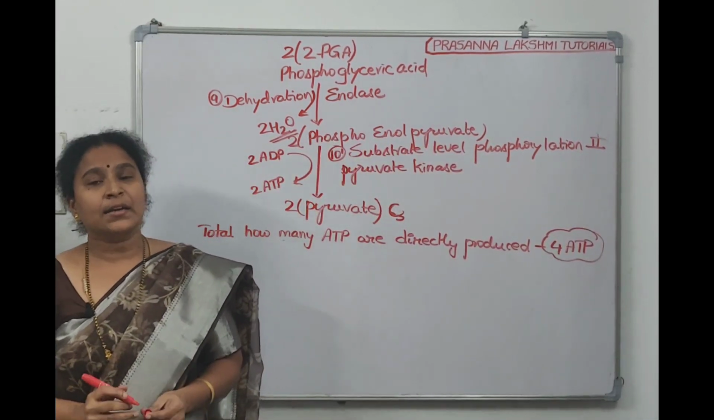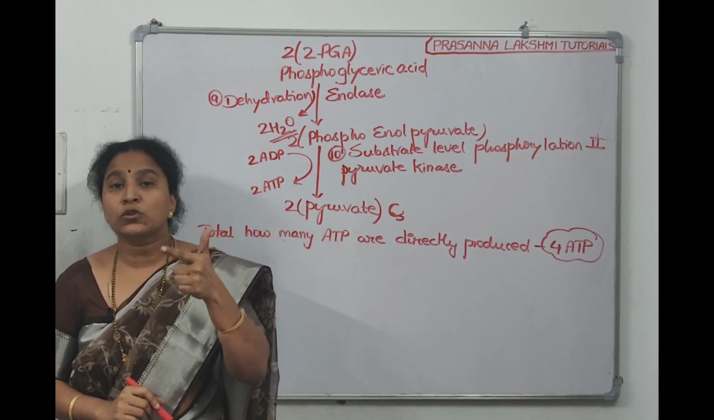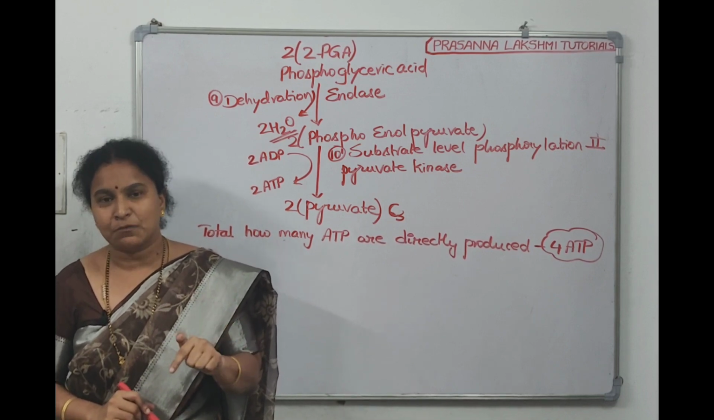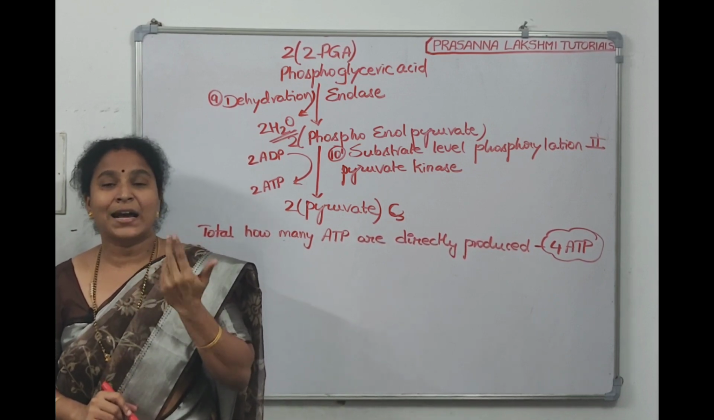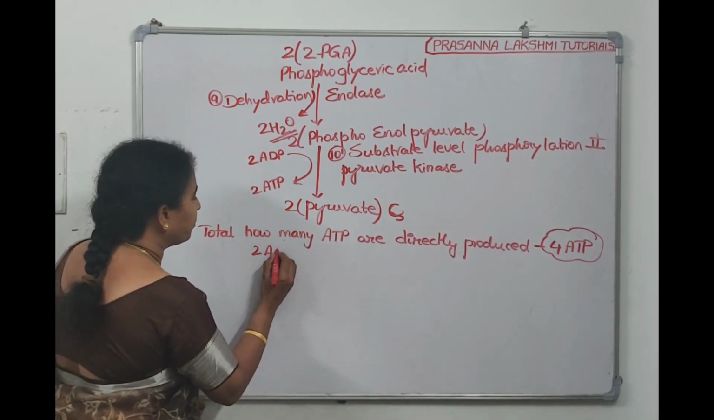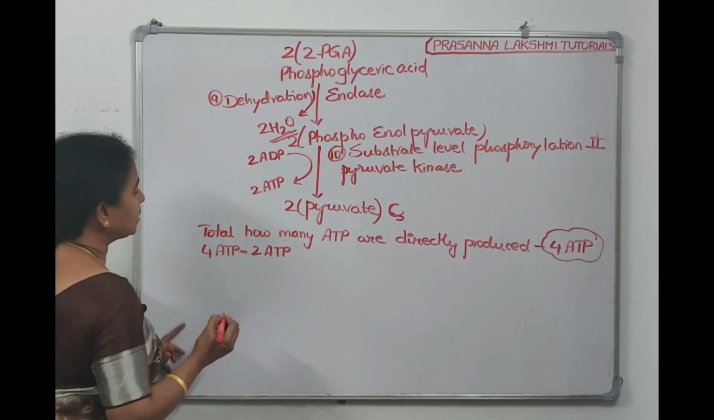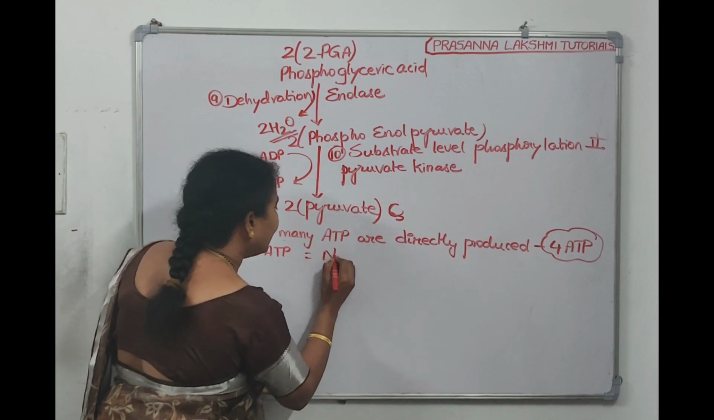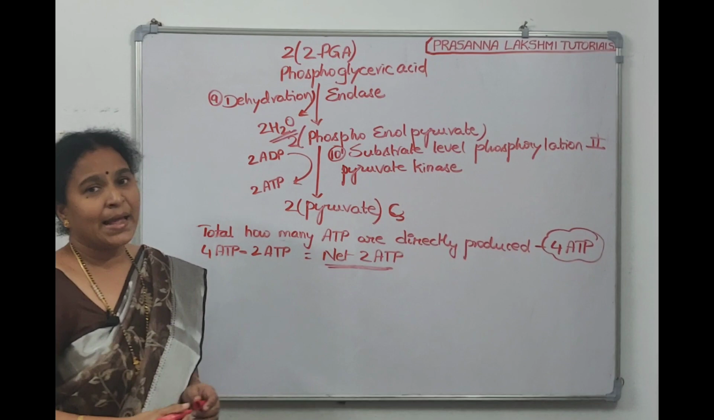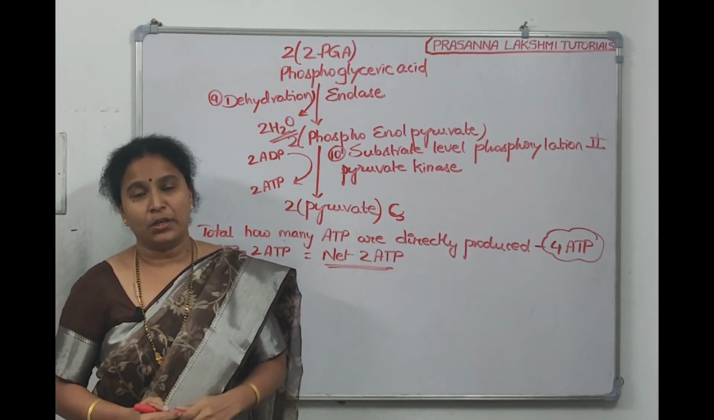But if you recollect, in the first reaction we used 1 ATP, and in the third reaction also we used 1 ATP: glucose to glucose 6-phosphate, and fructose 6-phosphate to fructose 1,6-bisphosphate. Since 2 ATP molecules are used up, 4 minus 2, the net is 2 only. So by doing glycolysis, the direct ATPs we are getting is 2 ATP molecules.